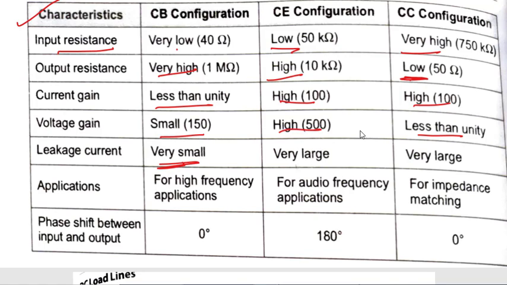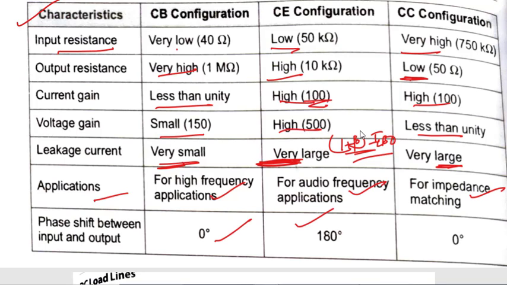Leakage current is very small in common base, very large in common emitter. I have already told you it is 1 plus beta times ICBO. The leakage current in common emitter is equal to 1 plus beta times ICBO. Beta is almost 100 in this case, so it is very large. Leakage current is very large in common emitter configuration, and in common collector it is also very large. Application: high frequency, audio frequency, and impedance matching. Phase shift is 0 degree in common base, 180 degree in common emitter, and 0 degree in common collector.